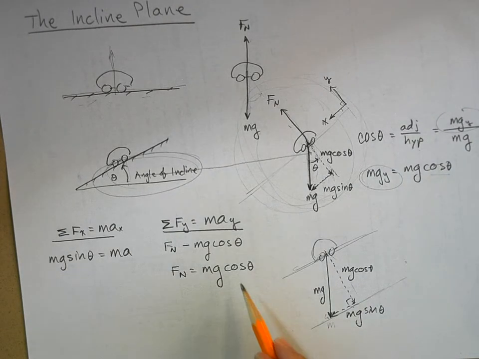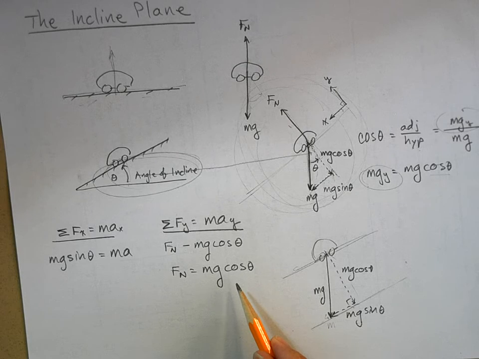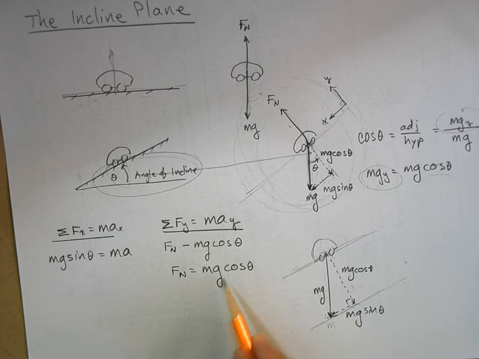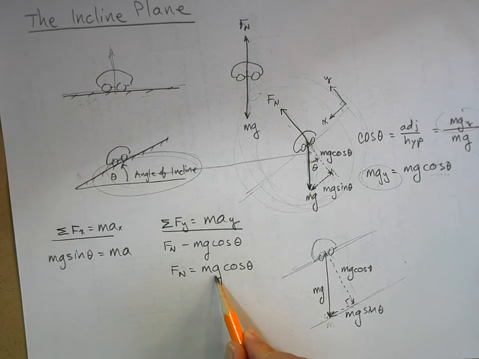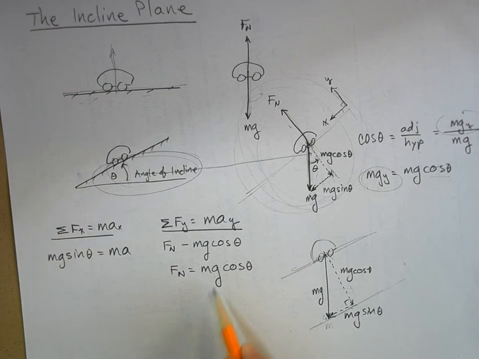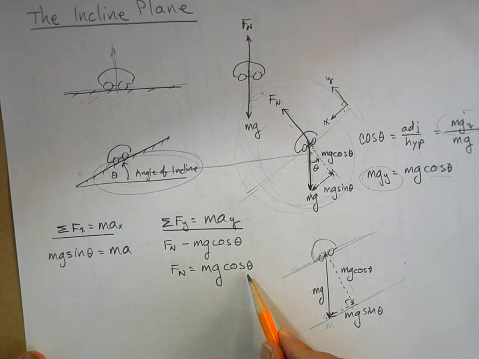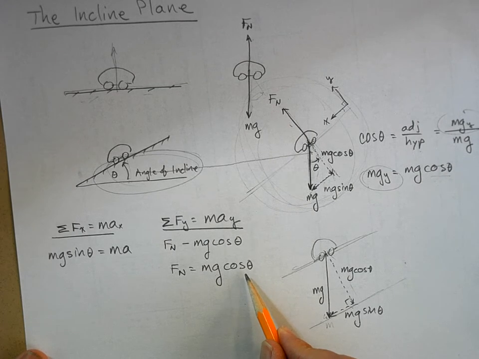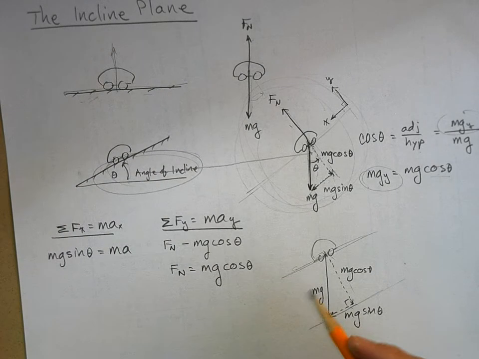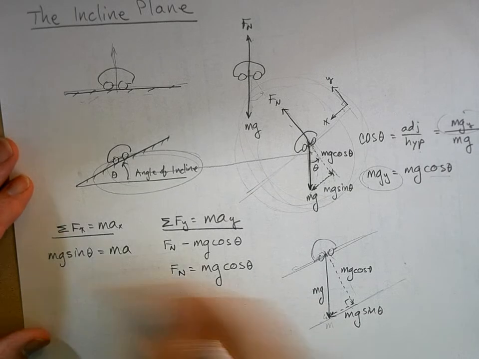And this makes sense. If the angle of incline is 0 degrees, well, the cosine of 0 is 1. So mg times 1 is just mg, and so the normal force is just supporting all the weight, which is what's happening up here. But if the angle is 90 degrees, the cosine of 90 degrees is 0. So if you were to hold the incline straight up, if you were going off a cliff, the normal force would be 0.